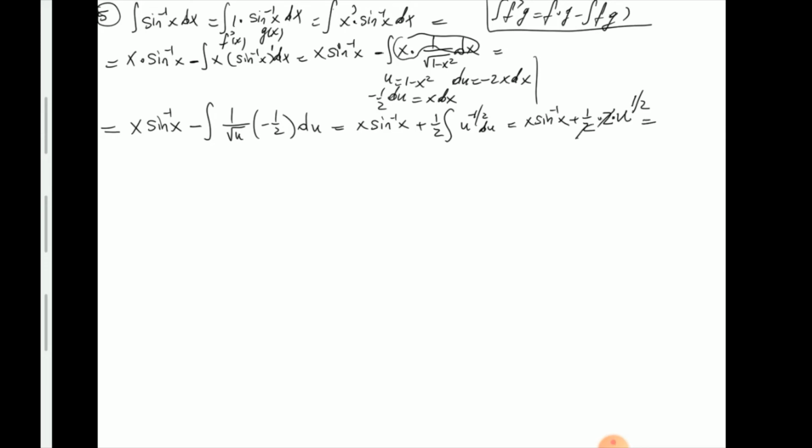Go back to the original variable. So u to the 1/2, it's 1 minus x squared to the 1/2. So you go back to u, right? Replace u by 1 minus x squared plus a constant c.